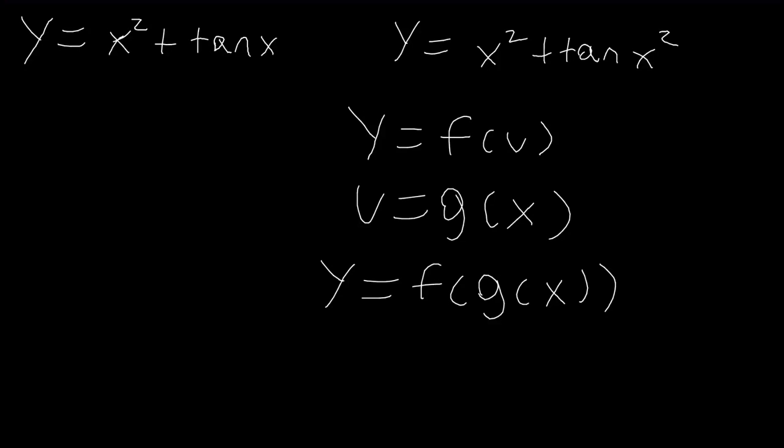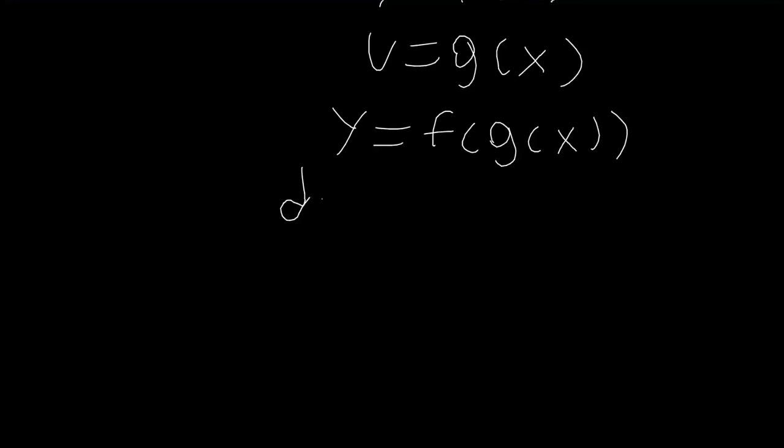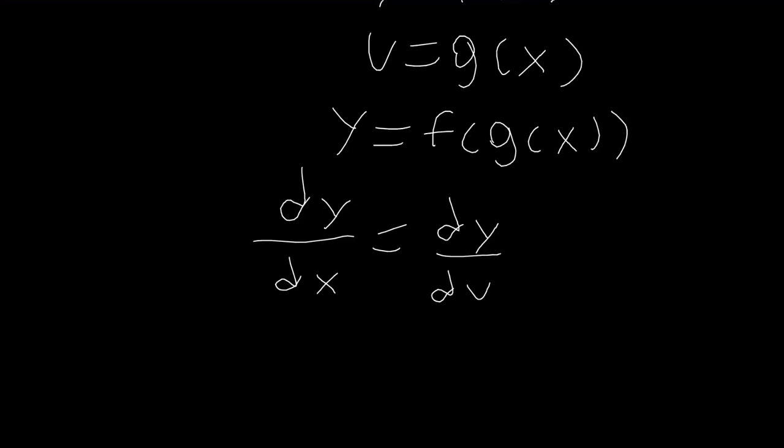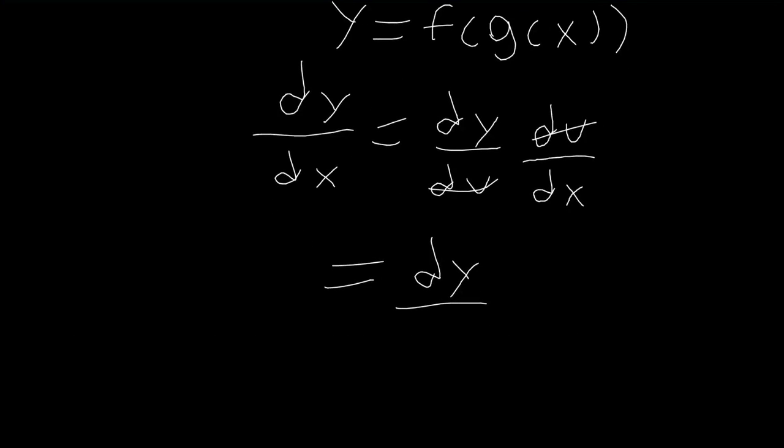Thus, dy/dx, the derivative of y with respect to x, is equal to dy/du, the derivative of y with respect to u, times du/dx, the derivative of u with respect to x. This makes sense because we can cancel the du's and see we're just left with dy/dx right up here. So that's useful to see.